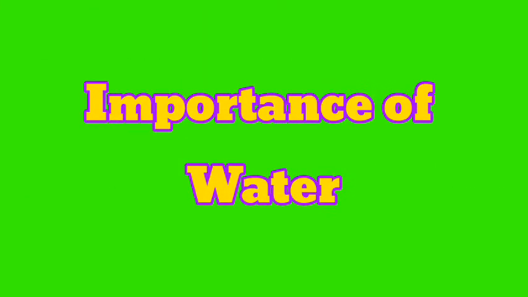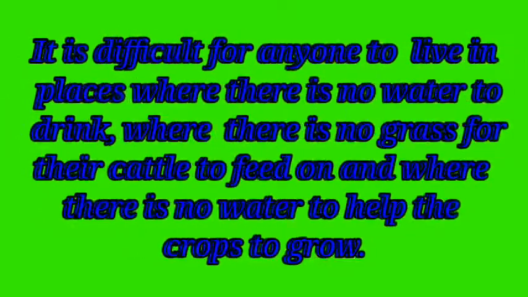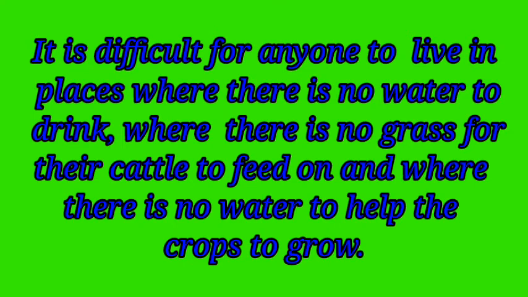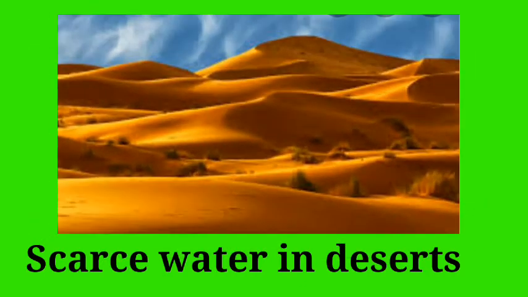Dear students, in chapter 5 of this book, we studied about the importance and necessity of water. Water means life to plants, animals, and people. It is very difficult for anyone to live in places where there is no water to drink, where there is no grass for their cattle to feed on, and where there is no water to help the crops to grow. It means water is very, very necessary. But the deserts are the areas where water is found in very less proportion.